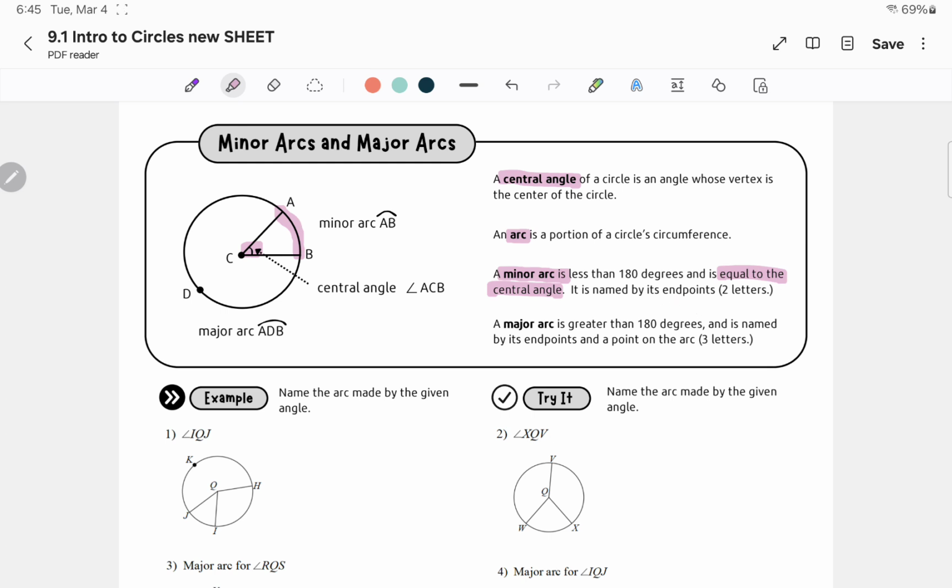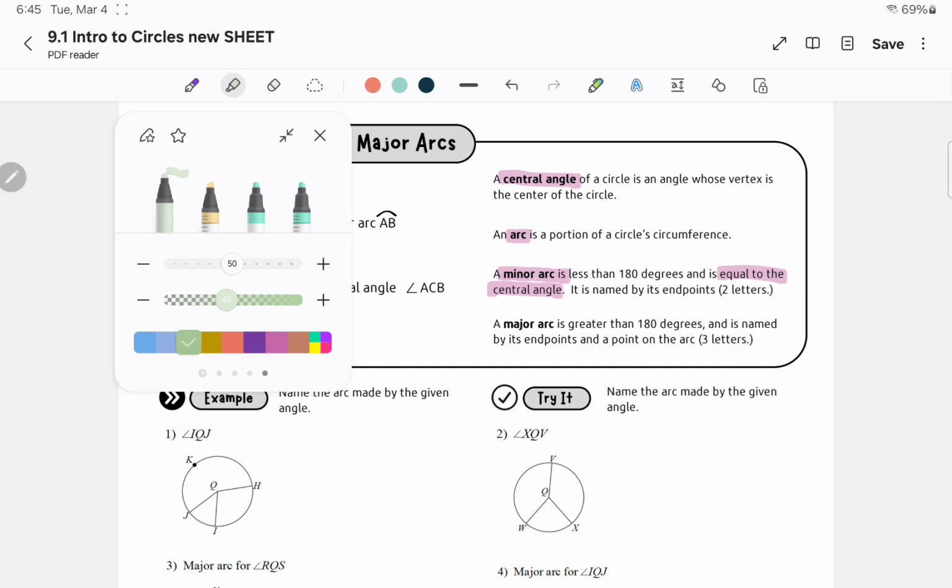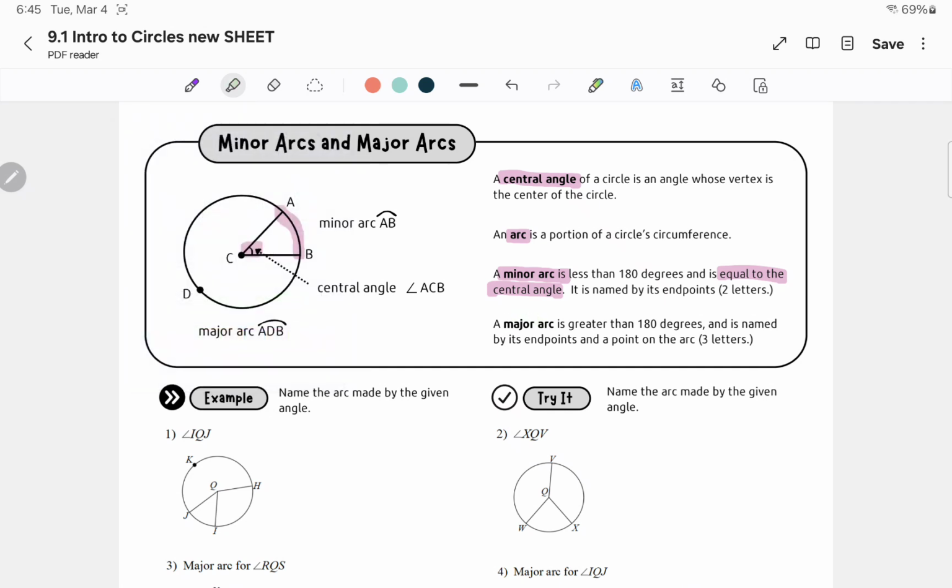There are 2 letters. Now if you can change the color, because now we have the major arc, and the major arc is greater than 180, and it's named by its endpoints and a point on the arc. So AB is less than 180. If we went the other way, see how this is greater than 180? And we're starting at A, we're passing D, and we're ending at B. So that's why it's going to be called ADB. As long as you start at A, end with B, and just name any point that's along the way. That's how you name the major arc, okay?